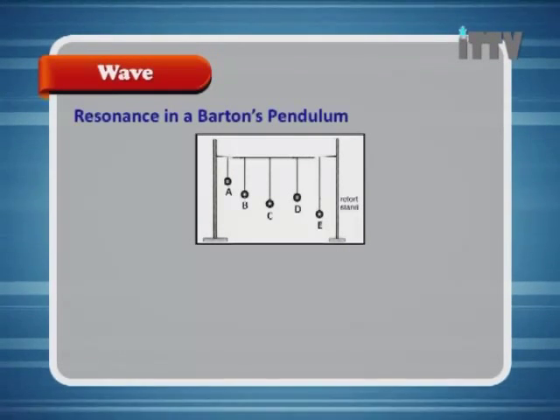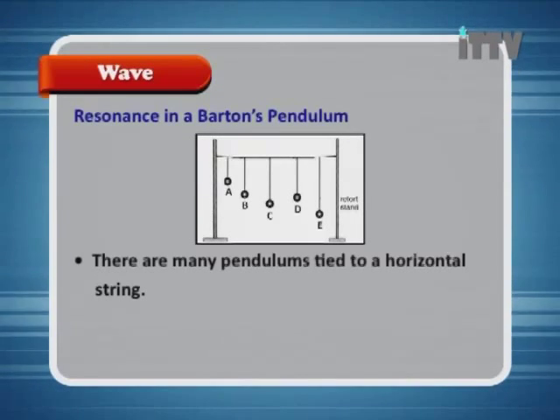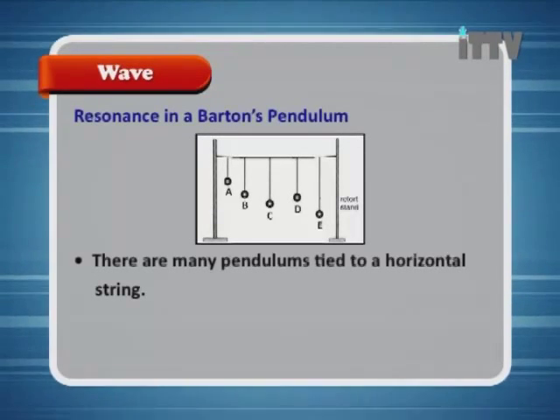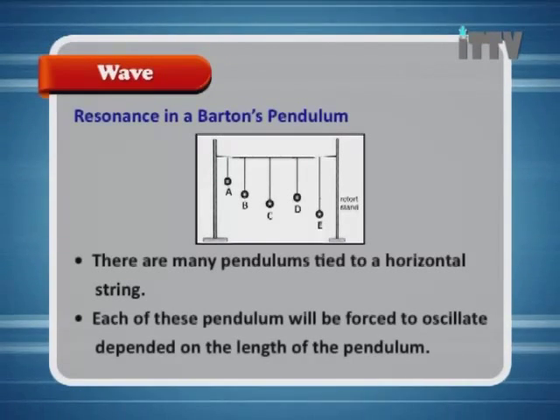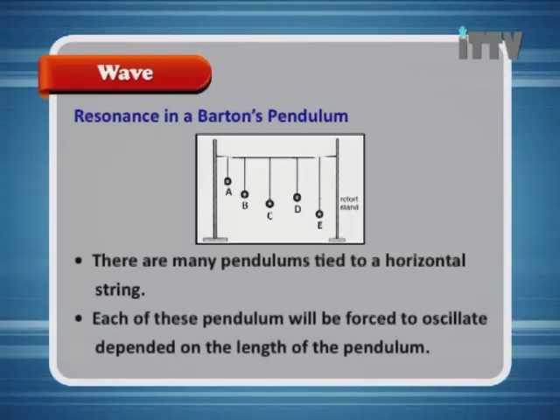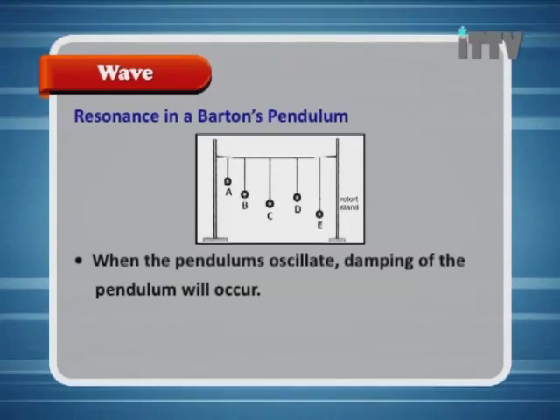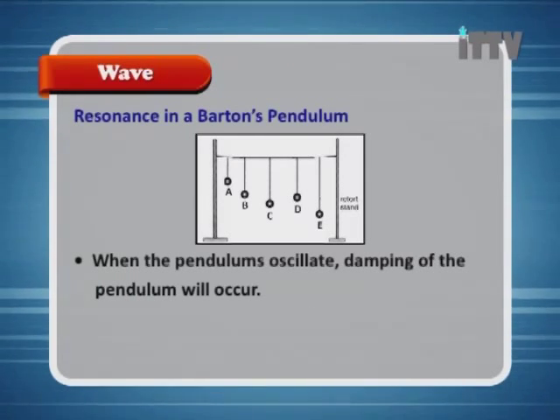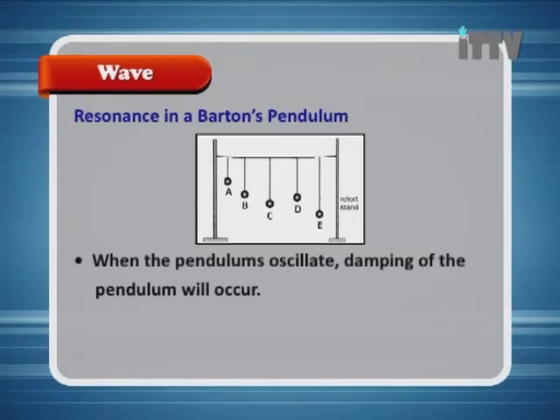The diagram shows the setup for Barton's pendulum. There are many horizontal pendulums tied to a horizontal string. Each of these pendulums will be forced to oscillate dependent on the length of the pendulum. When the pendulums oscillate, damping of the pendulum will occur.